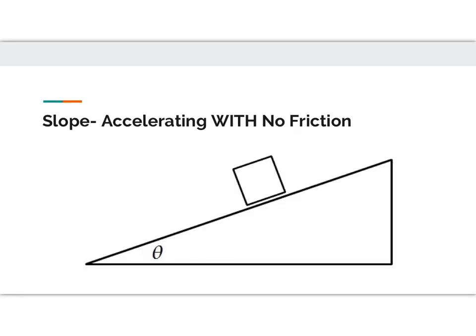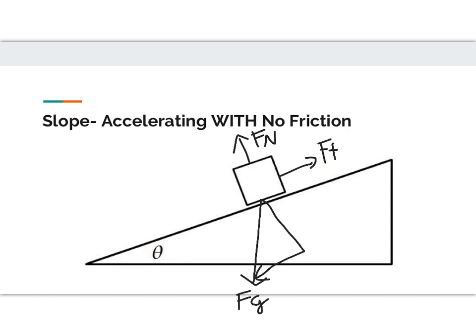Okay, so in this situation, we're going to say that something's accelerating with friction. So let's set up our free body diagram like I did before. I have force normal. I have force of friction going the opposite way of motion. Always the opposite way of motion. And then I have my force gravity.